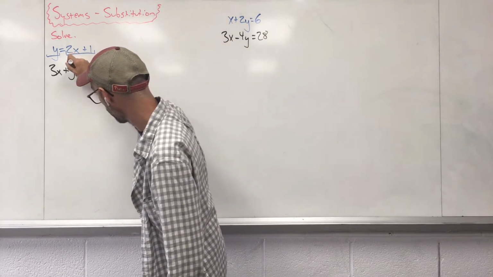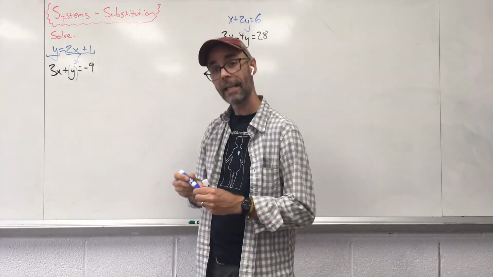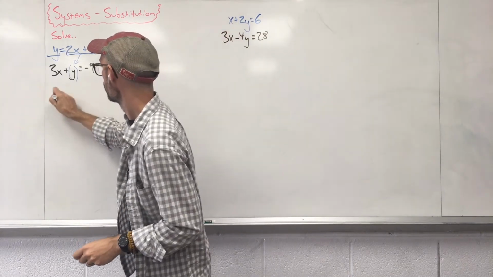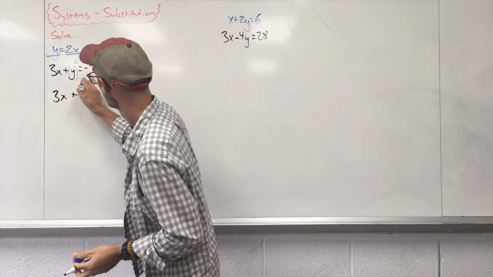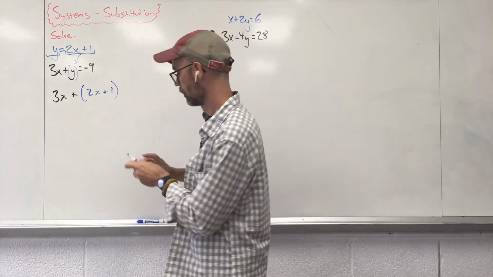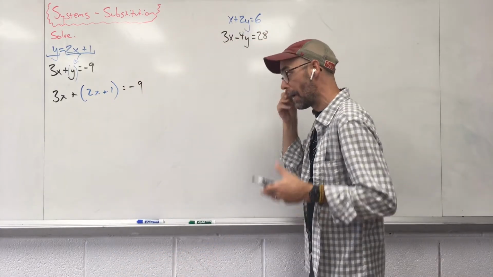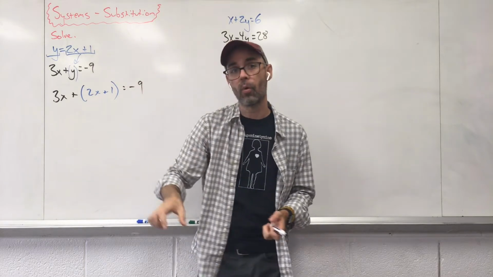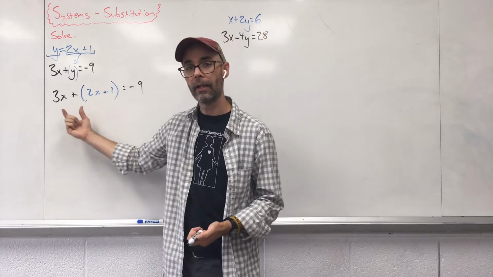So my second equation, I have a y. I want to put that group in place of it. And let's see what we get from there. So 3x plus 2x plus 1 equals -9. All right. So in place of y, we put in that chunk 2x plus 1. Now we have one big equation. I want to try and solve for x.